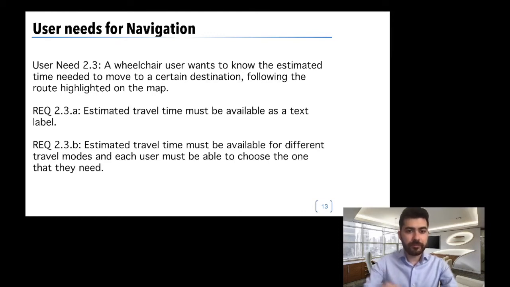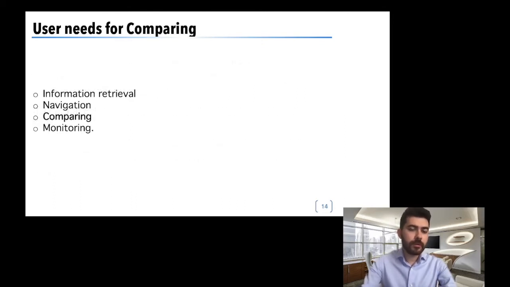So if the map presents estimated travel time according to travel modes that are really available for that path, the user has all the information that he needs in order to know how to navigate toward that destination using the map. This is a very common user need for maps. So now we are going to talk about user needs for comparing.